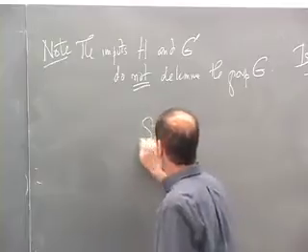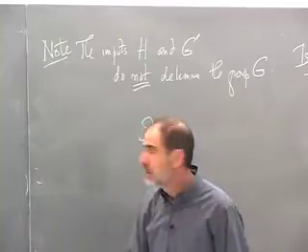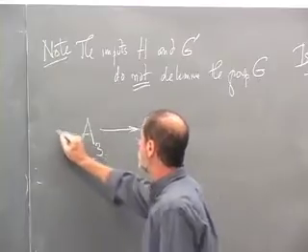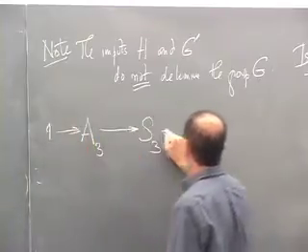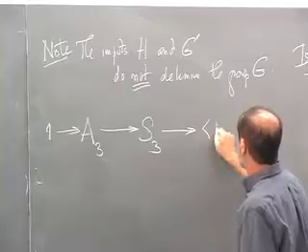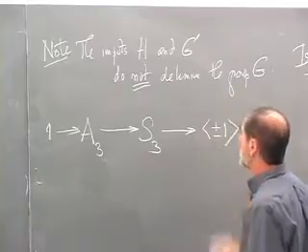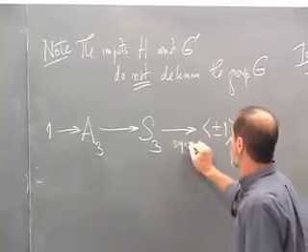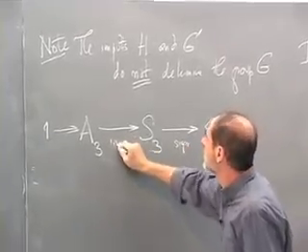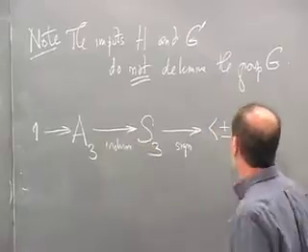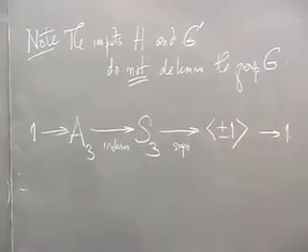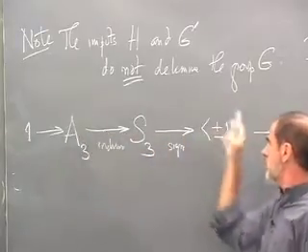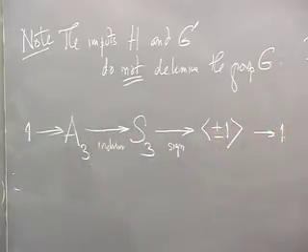Take the symmetric group on 3 letters. That has as normal subgroup the alternating group on 3 letters. The quotient group is the group plus or minus 1 of 2 elements. This is the sign map. This is the obvious inclusion. That's an exact sequence of groups. Here's a group with 6 elements. The subgroup has 3 elements. The quotient group has 2 elements.